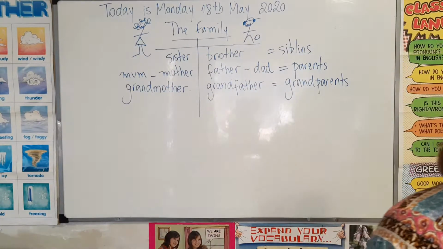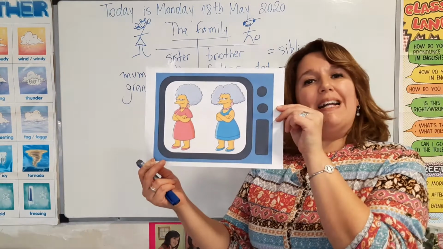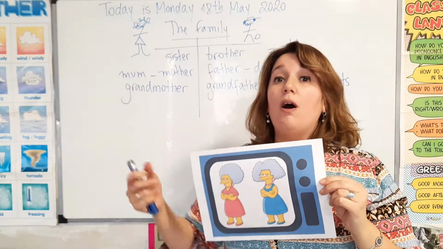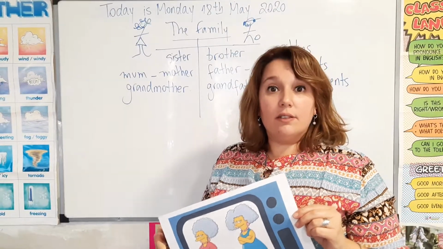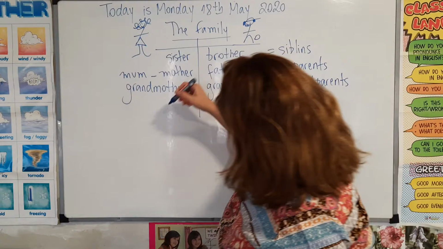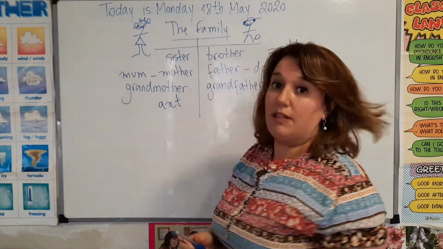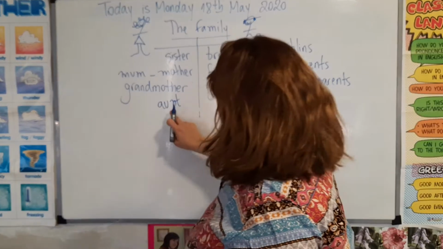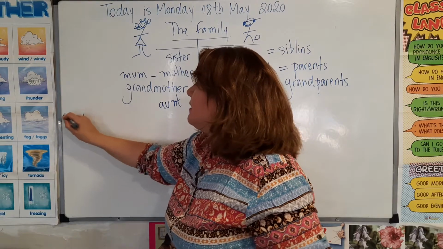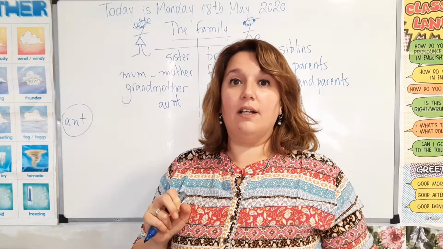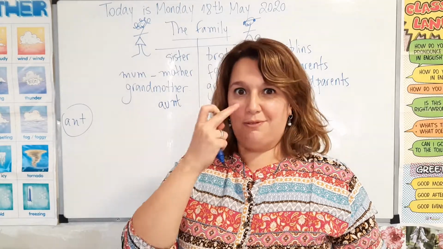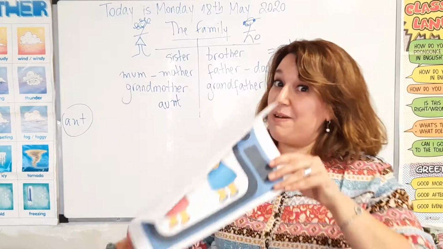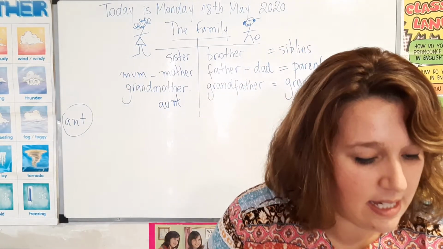Now, here I have more. What about Patty and Selma? They are Lisa's aunts, right? So, aunt, right? Uh-oh, be careful here. If you write like this in English, ant is hormiga, right? Aunt with U is the family member, right?